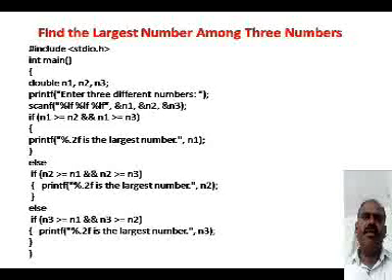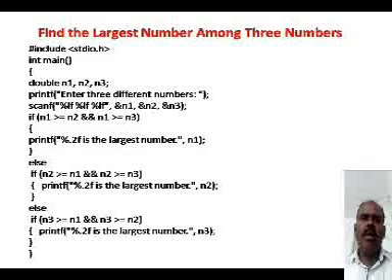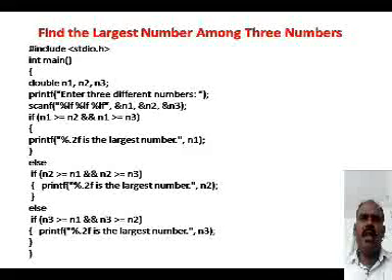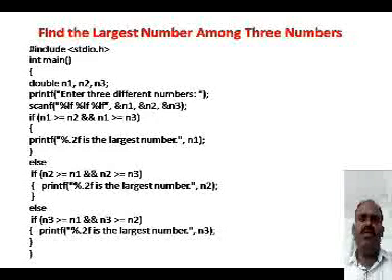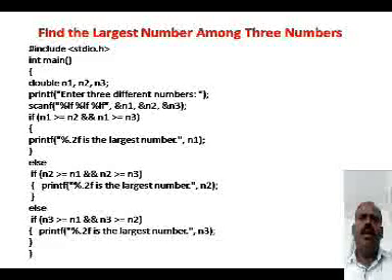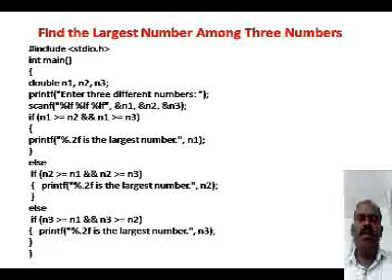Next line, printf command. Printf command is used to display the characters in between the quotation. Enter three different numbers. It displays the characters: enter three different numbers. Next, we get the three inputs. For that, the scanf command is used. Here, %f indicates floating point data. Through the scanf command, we get the three inputs and store them in the n1, n2, n3 variables.